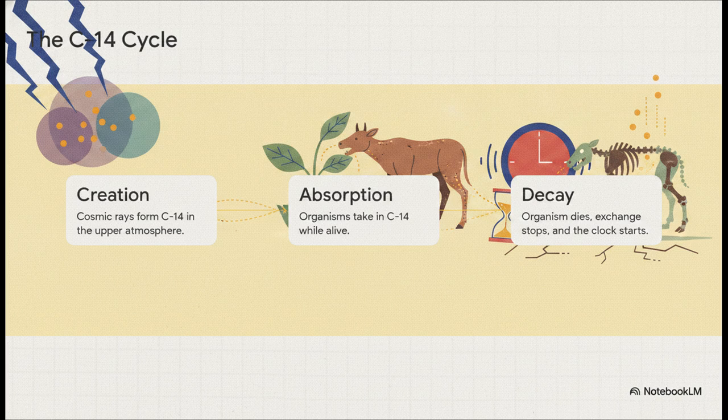Plants absorb it, animals eat the plants, and while you're alive, the ratio of carbon-14 in your body perfectly matches the atmosphere. But the absolute second an organism dies, that exchange stops. The carbon-14 inside begins to decay, and that is exactly when the radiometric clock starts ticking.